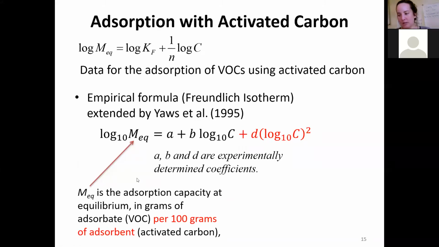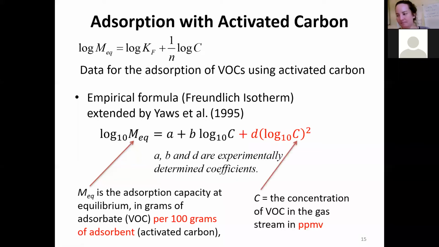And again, M equilibrium, always check the units. In your book, it's grams per 100 grams of material. In other books, sometimes the units are slightly different. So it could vary by a factor of 10 if it's per kilogram. And C is the concentration of the gas.